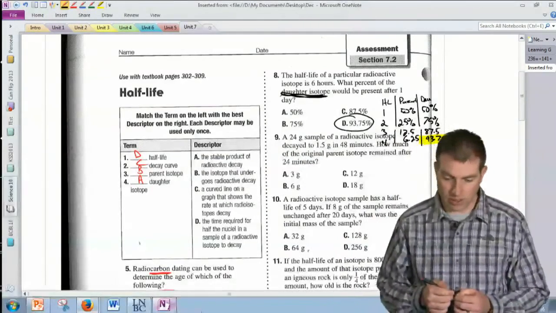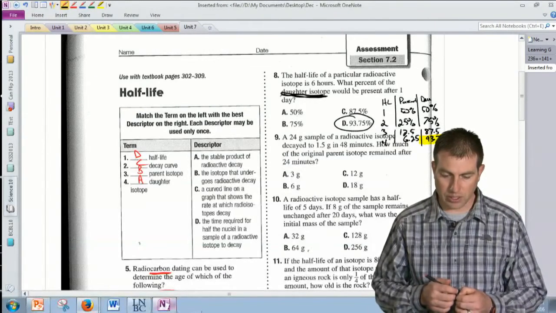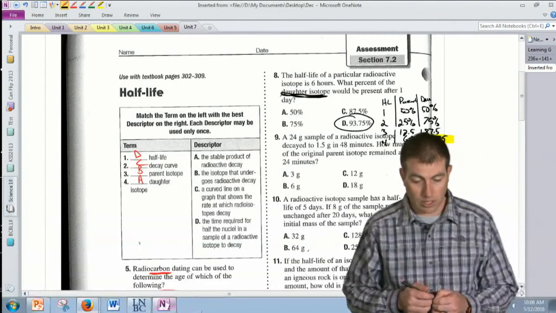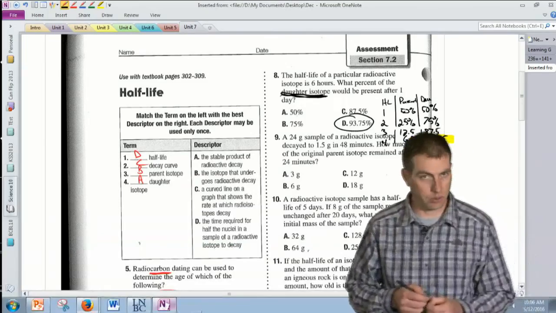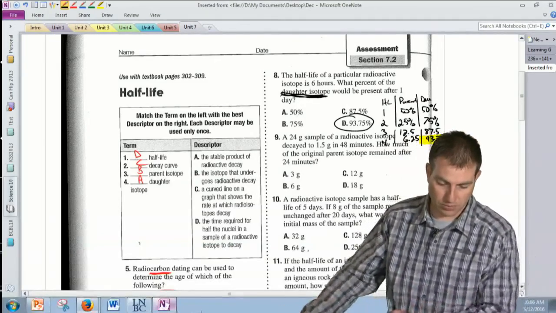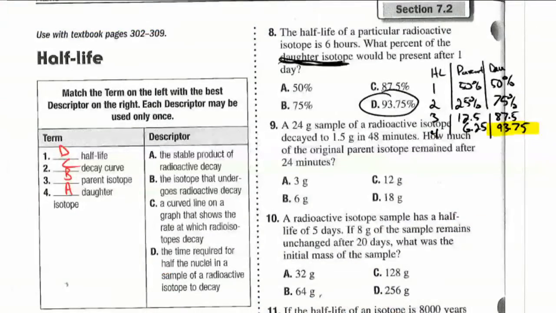All right, so the next group was group 3. You guys got 9 and 10. While I'm just going through them, if any of you want to put the answers in, that's fine. Number 9: a 24-gram sample of an isotope decayed to 1.5 grams in 48 minutes. How much of the isotope remained after 24 minutes? And number 10: a radioactive isotope has a half-life of 5 days. 8 grams remains unchanged after 20 days. What was the initial mass of the sample?